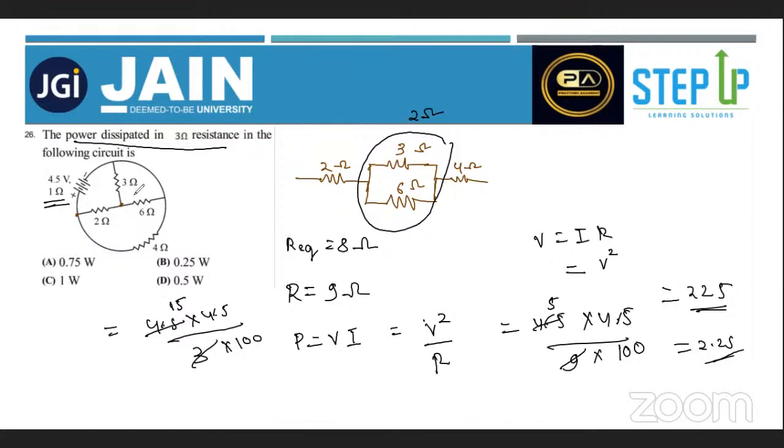If I'm trying to find the current here, then that is a possibility. If I'm trying to find current, I can use the formula V upon R over here.